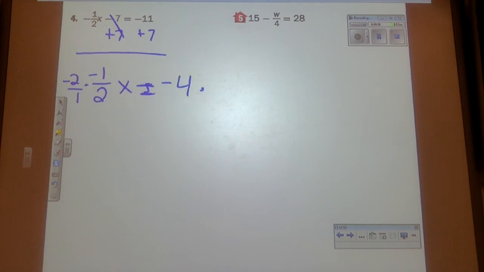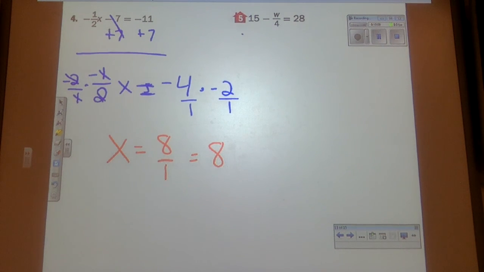We want to get rid of that -1/2. We multiply by the reciprocal, which is -2/1. We do it to both sides. On the left, they're crossing out, so we're left with x. And now we're going to multiply straight across on the right. Negative 4 times negative 2 is a positive 8. Negative times negative is positive. So x is equal to 8.